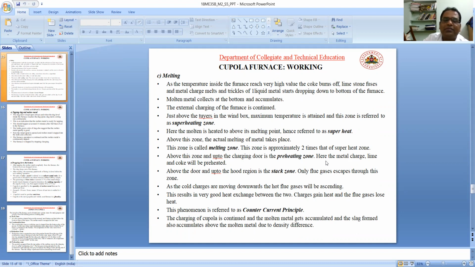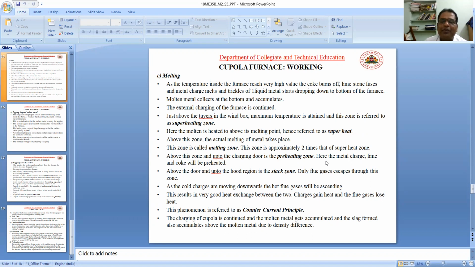As the cold charge moves downward, the hot flue gases will be ascending. This results in very good heat exchange between the two. The charge gains heat and the flue gases lose heat. This phenomenon is referred to as the counter current principle.